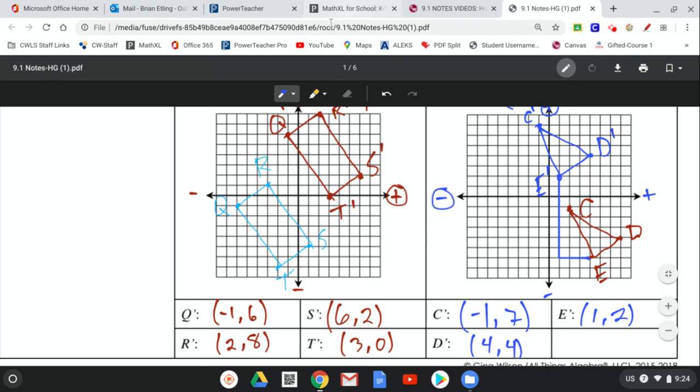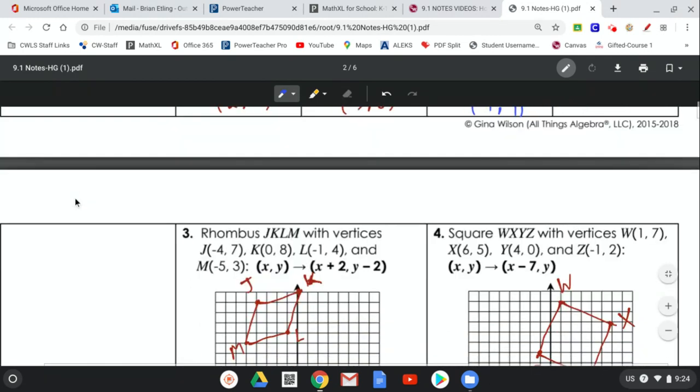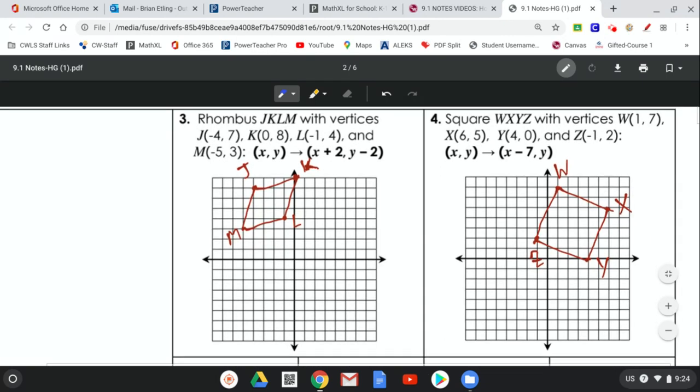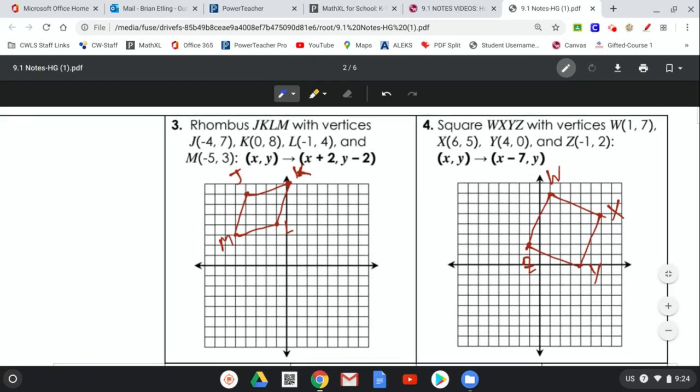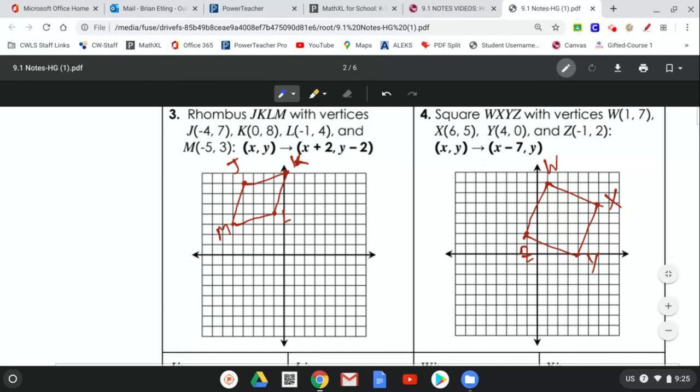So guys, go ahead and try number 3. Like I graphed it for you there, so you can always pause the video and look at the graph. But try that one on your own, okay? And then what I want to talk about is number 4.